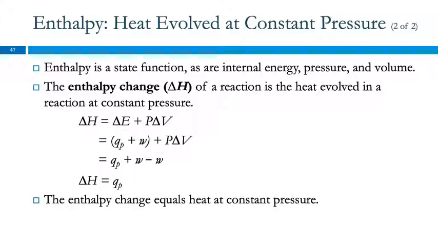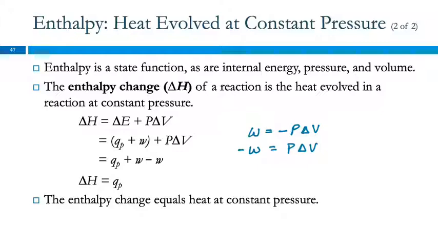So delta E, the change in internal energy, is the heat evolved plus the work. Here we're using Q_P to indicate this is heat at constant pressure. And then P delta V is P delta V. Well, pressure-volume work is negative P delta V. So then negative W is equal to P delta V. For this P delta V, we can substitute in negative W. So then we've got delta H is equal to the heat evolved at constant pressure plus W minus W. So those go away, and the enthalpy change equals the heat at constant pressure.